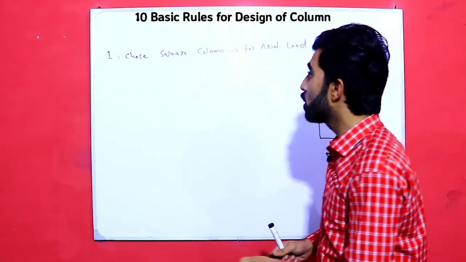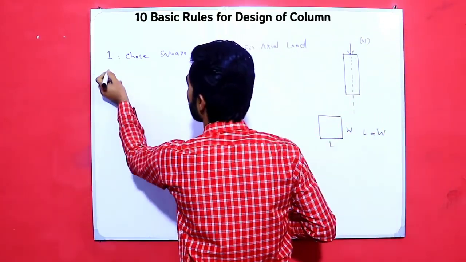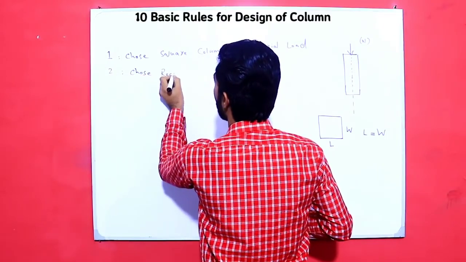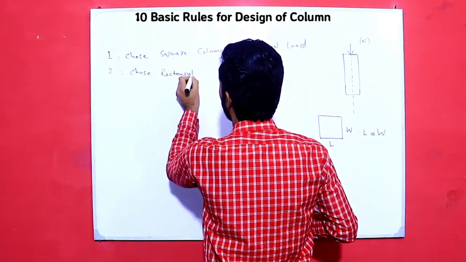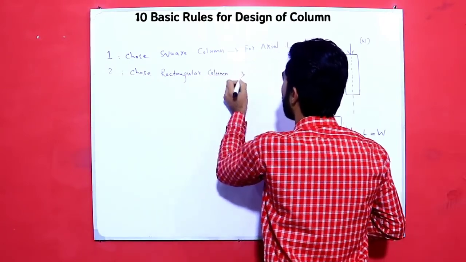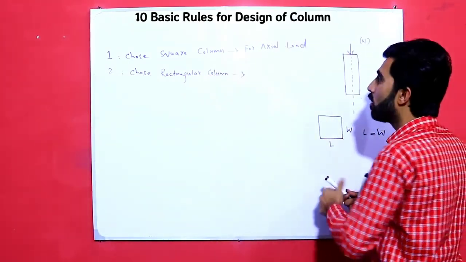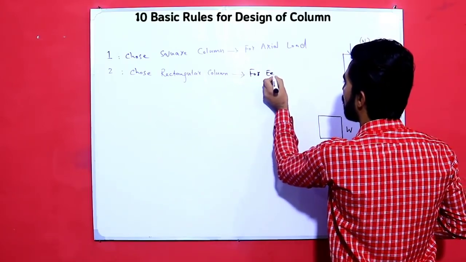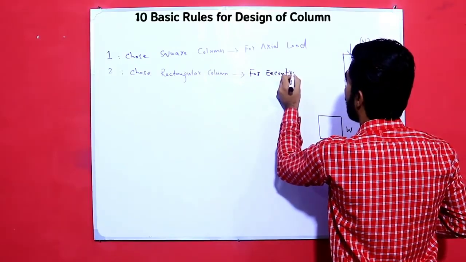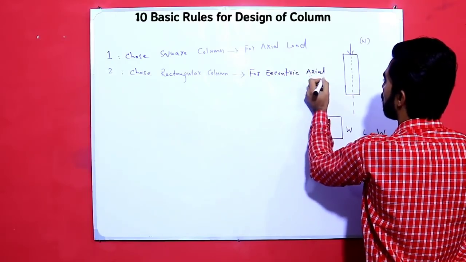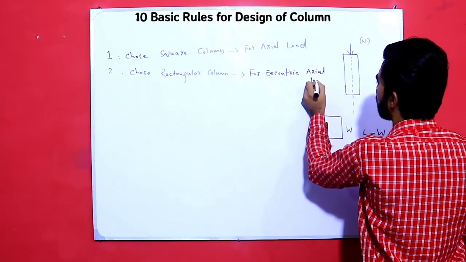Now guys, the second rule is: choose a rectangular column in which case? For eccentric axial load.